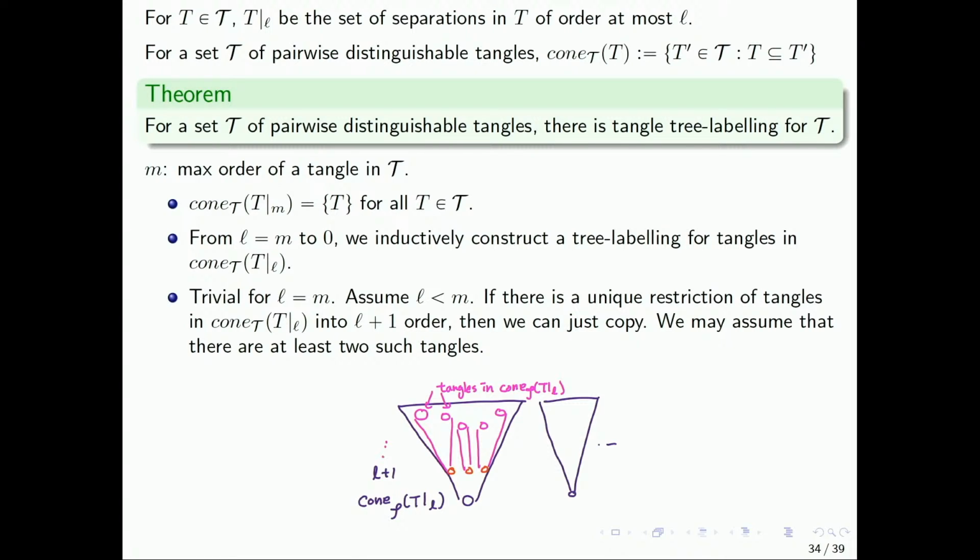Because we inductively go from M to the smaller numbers, we want to construct the tree labeling. So we can assume that for every one of these parts you have a tree labeling. But how do we link them to make one tree labeling? The funny thing is that those have a property: they are separated by a separation of order L plus 1, but not separated by a separation of order L or less, because the L restrictions are the same. They do not have a separation of order L distinguishing them, right? So we can use the previous result for that.